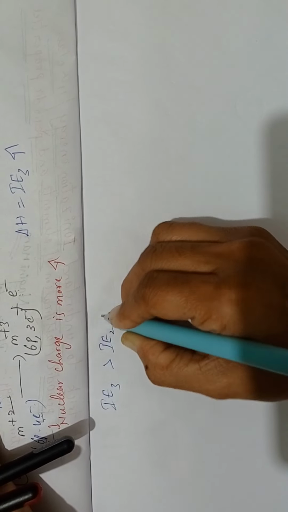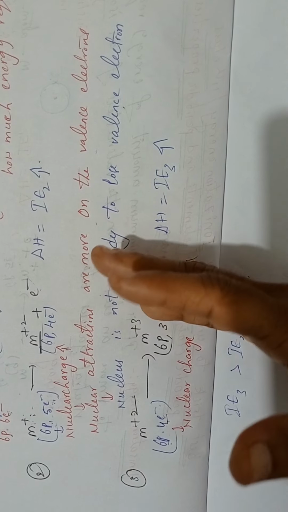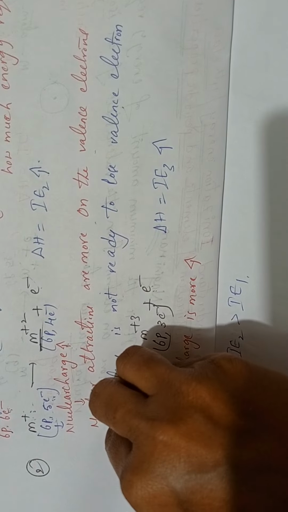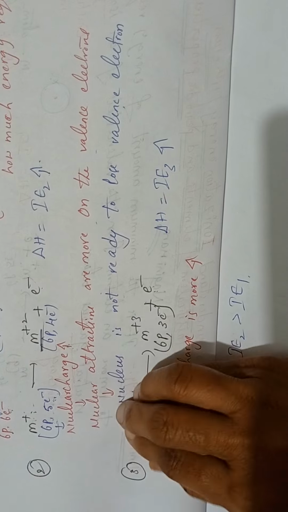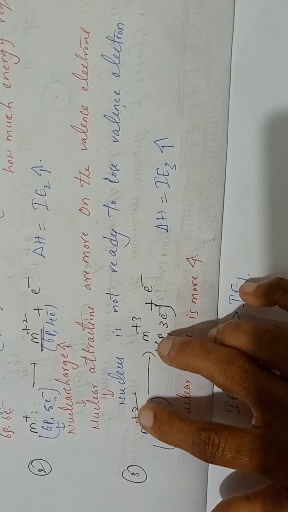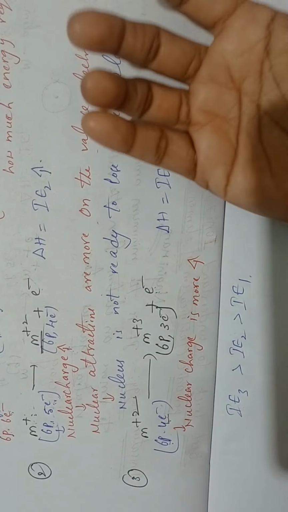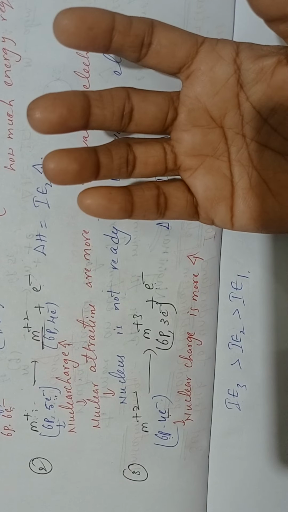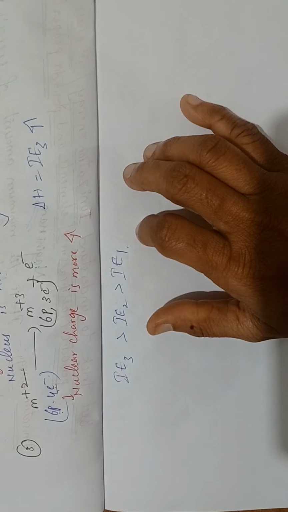To remove the third electron from the M plus 2 ion is very difficult because it has already lost 2 electrons. So removing an electron from this ion is very difficult, students. M plus 2 is nothing but 6 protons and 4 electrons: the number of electrons is less, nuclear charge is more, and nuclear attractions are very strong. So it is not ready to lose electrons, and more energy is required. So generally we can say that IE3 is greater than IE2, which is greater than IE1.